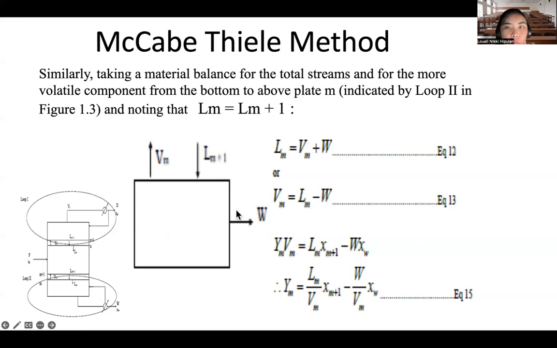Or this, if you transpose your variables or terms. And then, if you want it in terms of your more volatile component, add the mole fraction. Since it's V, it should be Y. And since it's L, it should be X. So this is your equation. And after that, if you want the left side of the equation to be in terms of only your Y component, divide this term by V. So this is your final equation. This is equation 15. Take note of equation 15.